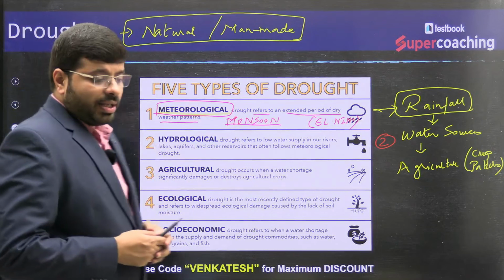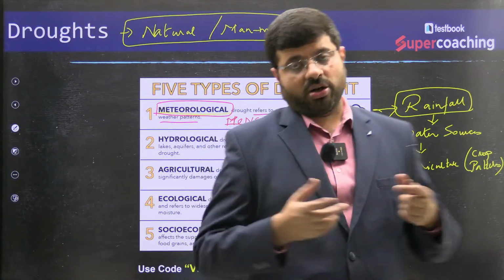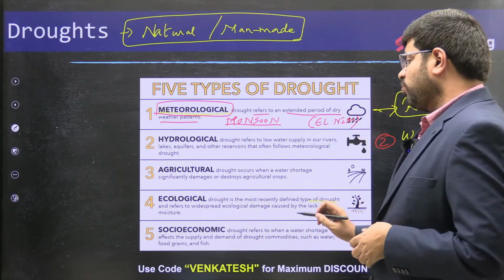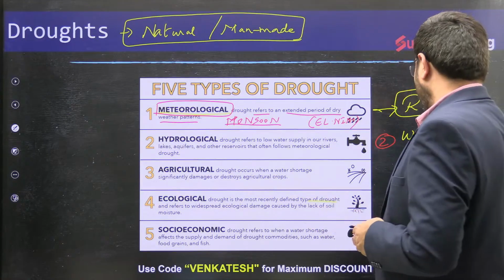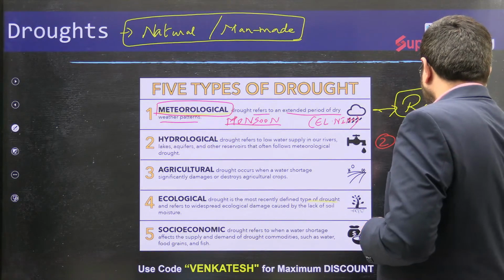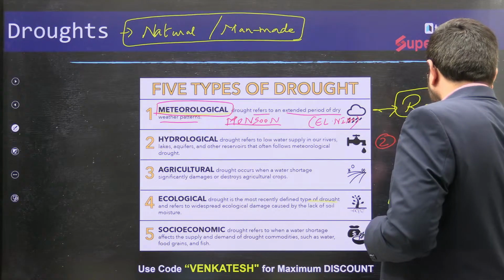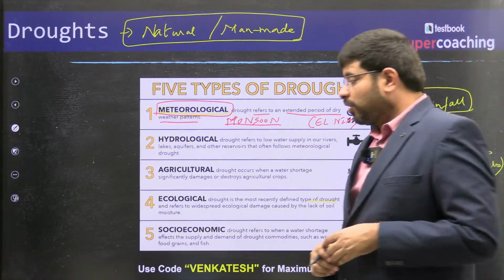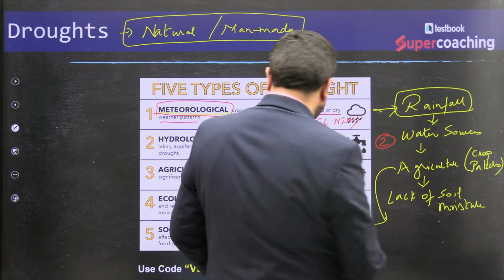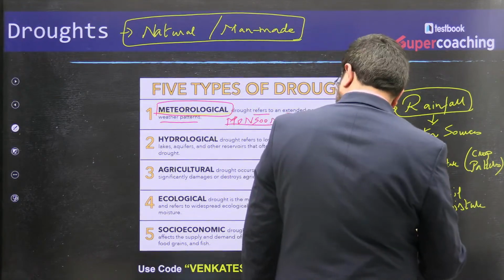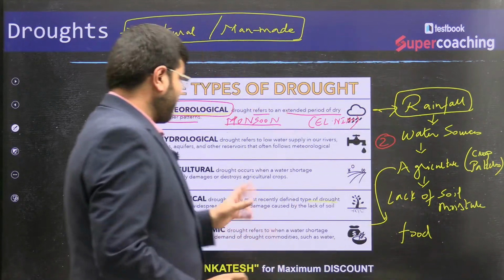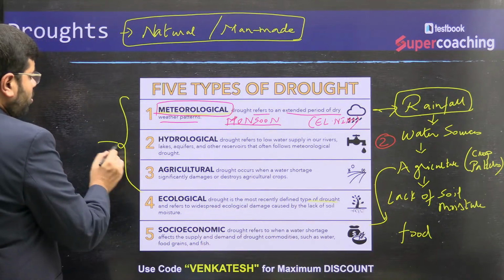Then that will lead to an ecological drought. What do you mean by an ecological drought? Ecological drought is the most recently defined type of drought, where it refers to widespread ecological damage caused by the lack of soil moisture. If the lack of soil moisture can damage the entire ecosystem of that region, that is what we call ecological damage. And the same agriculture, you can also have an impact in terms of socio-economic things, be it the water supply, the food grains, the food availability and all, which is the socio-economic drought. Traditionally, we used to call these three as the sources of drought.